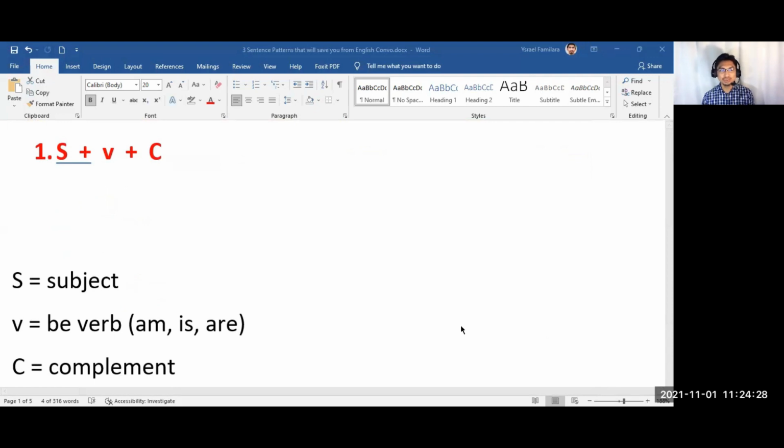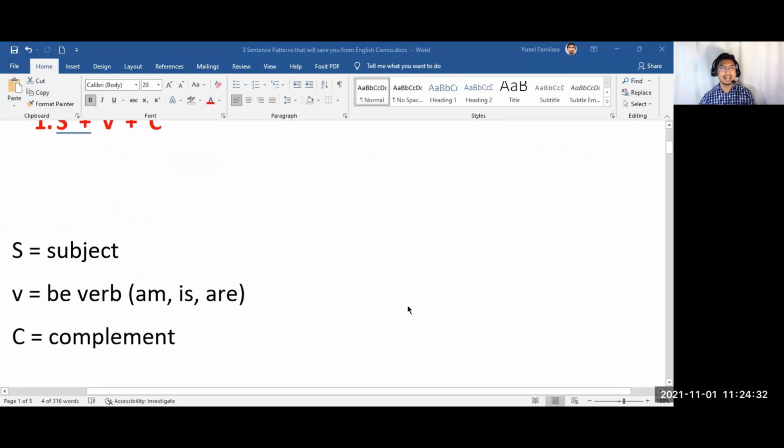Now, I chose to use a small letter V because our V here is not a real action word, but a be verb. So I believe in Tagalog, yung katumbas nito is yung word na I. But in English, we have a lot of be verbs, also known as helping verbs, since they are not actually action words. They are just helping our main verb. They are also called the state of being verb.